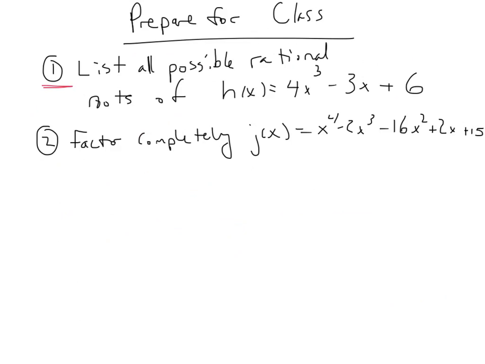For this first problem, all I'm asking you to do is list all of the possible rational roots for h of x. I'm not actually asking you to try any of them in factoring it. For the second one, I would like you to try to factor this completely. And I will give you the hint that you might want to start off with a root of -3. Should make the problem easier for you to get started.